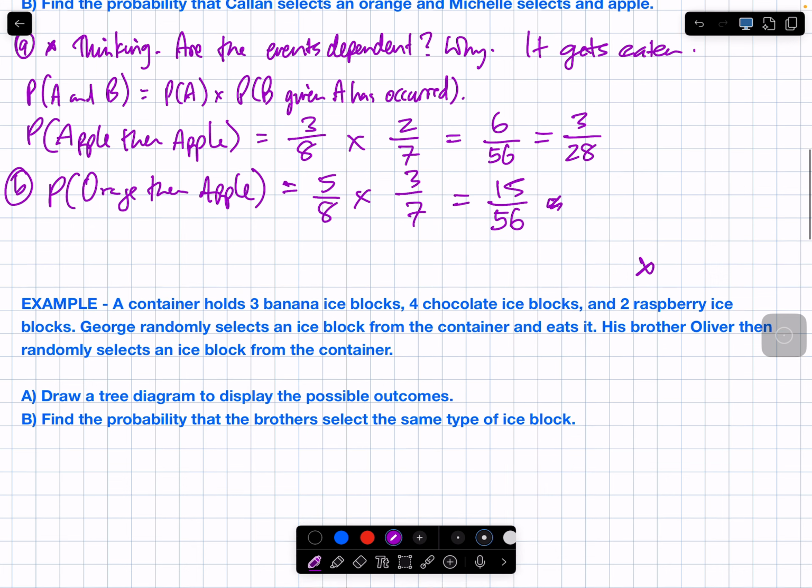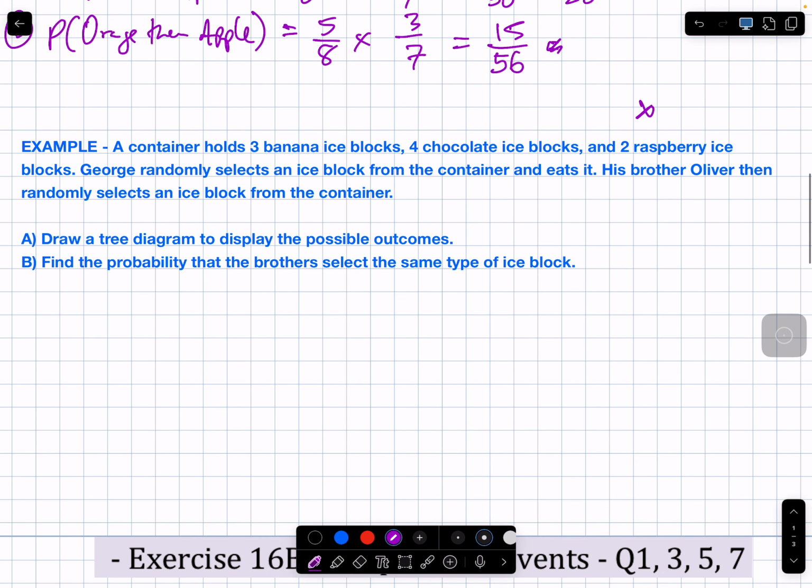All right, let's have a look at the tree diagram. Shh. There's a lot of chat. There were only a couple of tree diagram questions in the test.